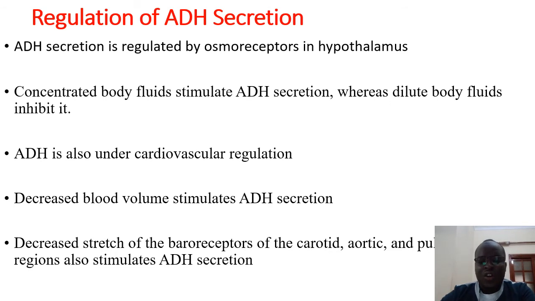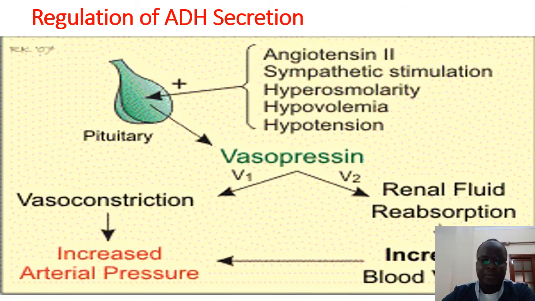Decreased stretch of the baroreceptors in the carotid, aortic, and pulmonary regions also stimulates ADH secretion. The baroreceptors are the ones that respond to pressure changes. If there is a decrease in stretch on the baroreceptors, it means that the arterial pressure is reducing to some extent, because an increase in the arterial pressure is what stretches the baroreceptors. If the baroreceptors are not being stretched, it simply means that the blood pressure is reduced and the blood volume is also reduced. That in itself can also stimulate the secretion of ADH from the posterior pituitary gland.